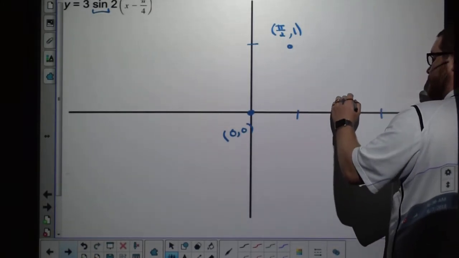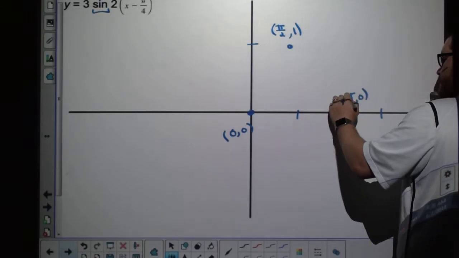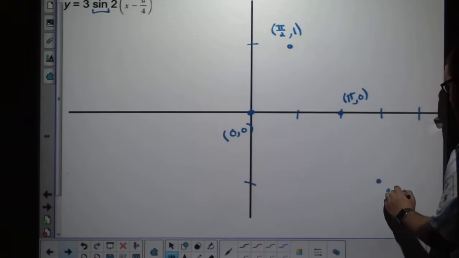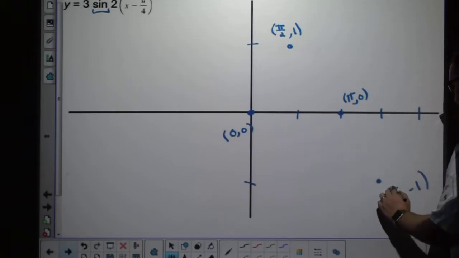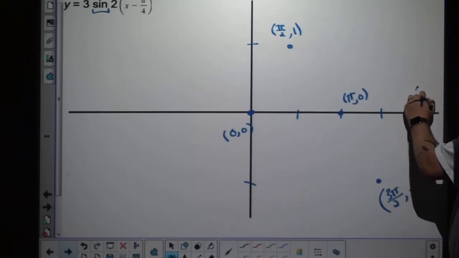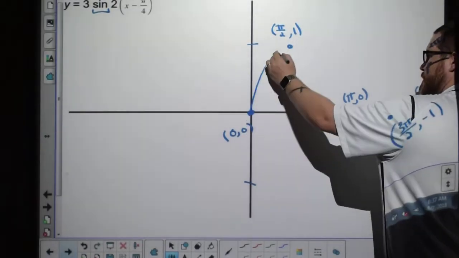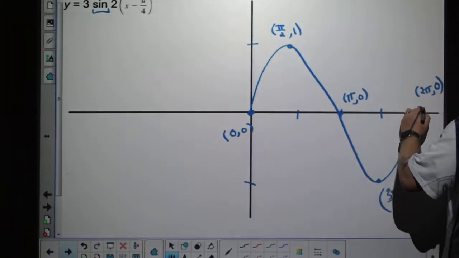Here, this is the point pi, comma 0. Down here, 3 pi over 2, comma negative 1. Then back up here, 2 pi, comma 0. And here's one period of the sine graph, badly drawn.